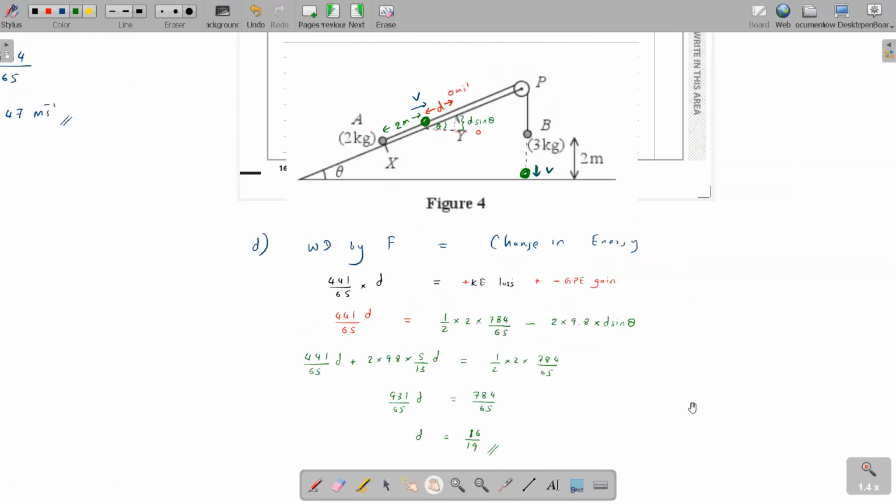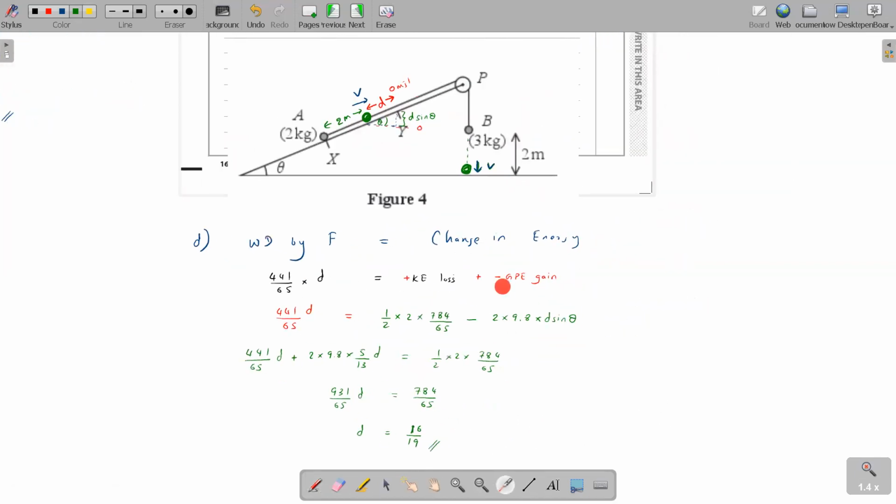Okay, so this is really important. This minus sign for GPE: beginning initial 0, final, it's initial minus final. Minus, we have gone up, so it's a gain, so it's a negative. Okay, children. So I hope you understood this.